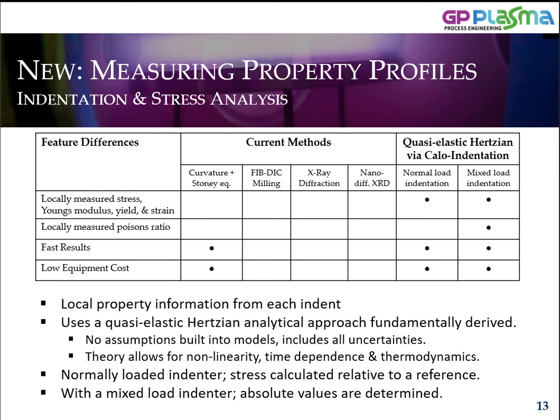The other key point is using just a normal load indenter. We are locally measuring stress, Young's modulus, yield, and strain at each indent location. Whereas with the FIB and X-ray methods, they are assuming a constant Young's modulus. If you actually have a modulus and yield that are changing through the depth, then that could lead you astray.